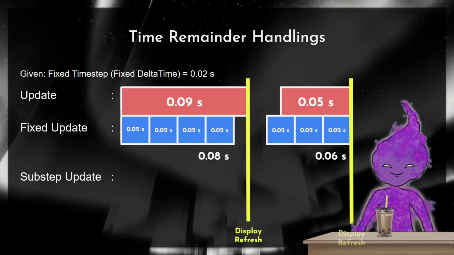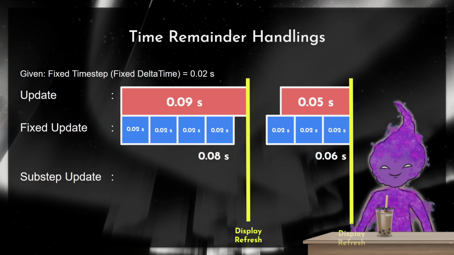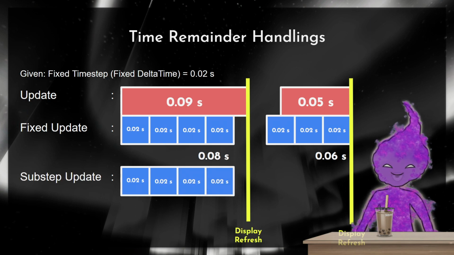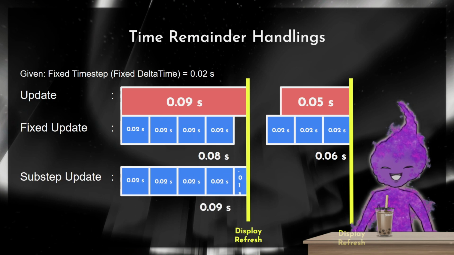For example, with fixed time steps of 0.02 seconds, in a frame with a delta time of 0.09 seconds, then Substep update will be called 5 times, since 0.09 divided by the fixed time step, which is 0.02, is 4, adding one more call using 0.01 seconds as the time step.